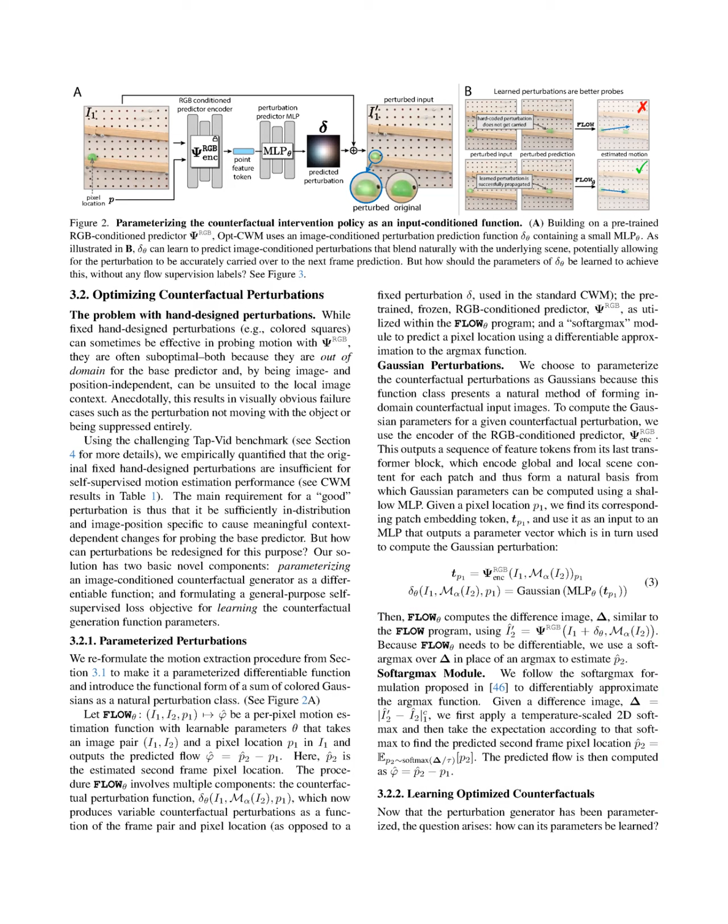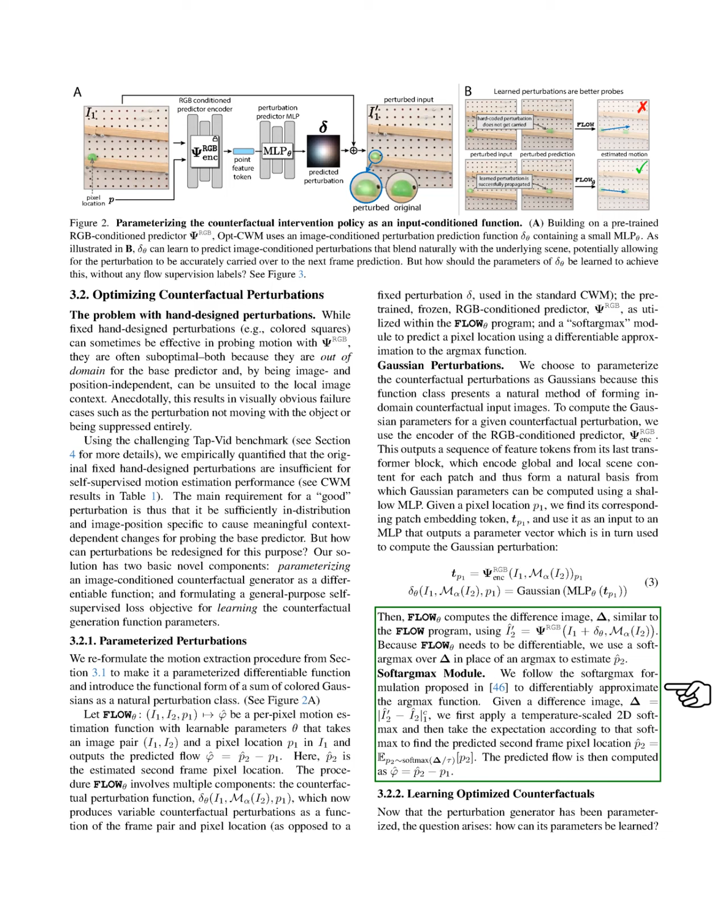Section Summary. In this section, we address the limitations of fixed hand-designed perturbations for motion estimation, proposing a novel approach that utilizes parameterized Gaussian perturbations tailored to specific image contexts. Our method involves a differentiable counterfactual generator and a self-supervised loss objective, enabling more effective and context-dependent motion extraction.